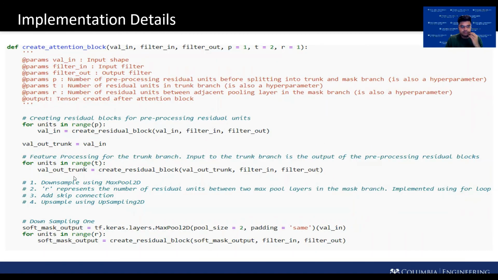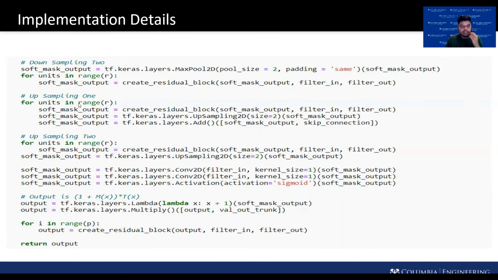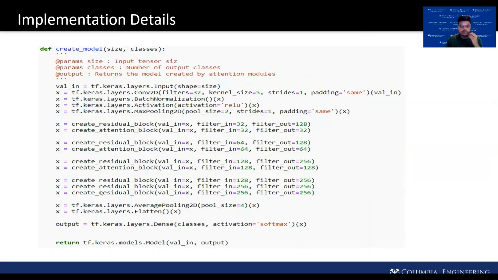So for the trunk branch, we again do the same residual blocks, but this time in a loop that goes from 1 to t. And for the mask branch, we first downsample the image 2 times using the maxpool2d function, and then we upsample the image using the upsampling2d function in Keras. And the final output that we have from the mask and the trunk branch is like this. It is 1 plus output of the mask branch times trunk branch. And that is what we return from this method.